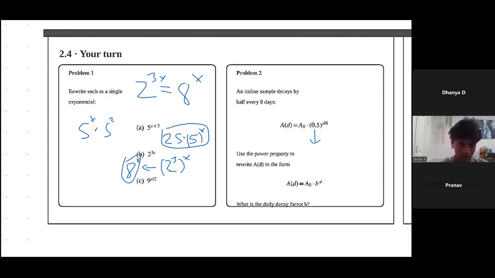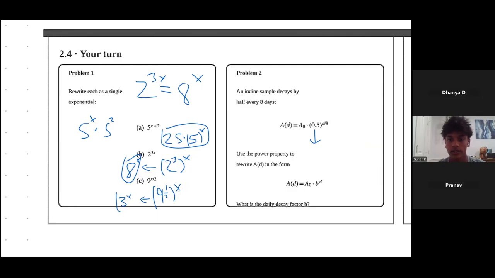Same applies here, except it's a little different. We factor out the 1/2 from the x to get 9 to the 1/2 to the power of x. And 9 to the 1/2 is the same as the square root of 9, which is 3 to the x.